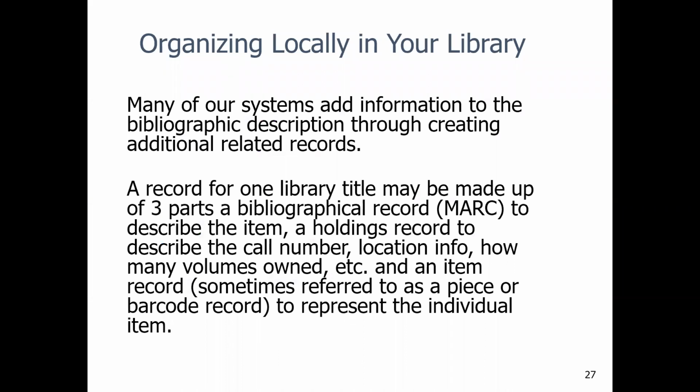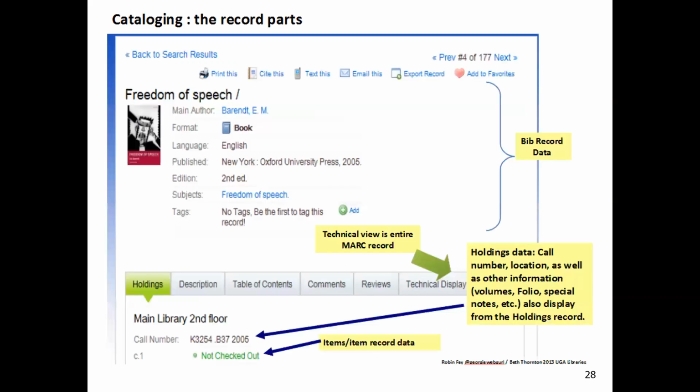So when we look in our ILSs, and every ILS handles this a little bit differently, some library systems will have a 3-part record. So remember the WEMI model is just for the bibliographic piece of it. So that would be like the bibliographic MARC record. But then some library systems will have a holdings and an item record too. And we're going to look at that.